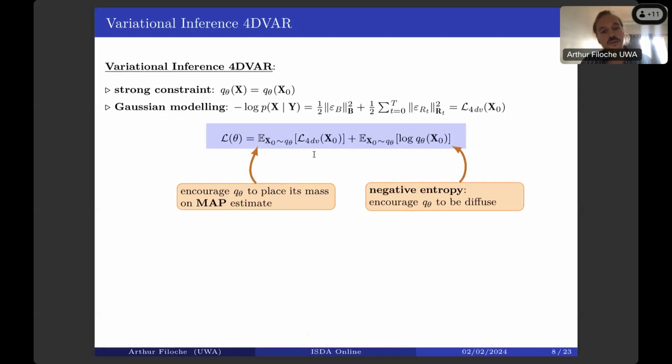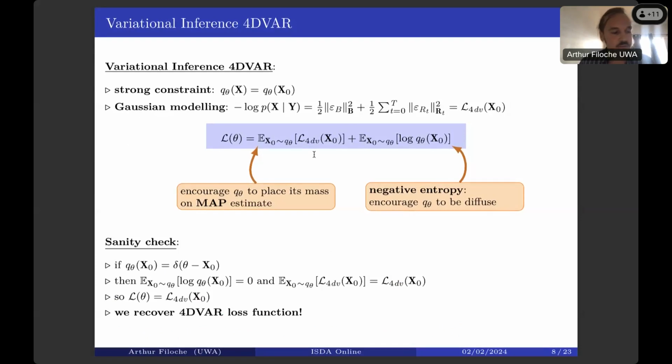The first will encourage the variational posterior to place its mass on the maximum a posteriori estimate. And the second one, the negative entropy, will encourage the variational posterior to be diffuse. Now, a quick sanity check. If as a variational posterior, I pick a Dirac distribution, or a delta distribution, centered on the initial condition, the entropy term vanishes and the first term becomes the 4D-Var loss function. So we recover the 4D-Var loss function. So if you have been using 4D-Var, I would be tempted to argue that you have been using this loss function, just with a very tight variational posterior.